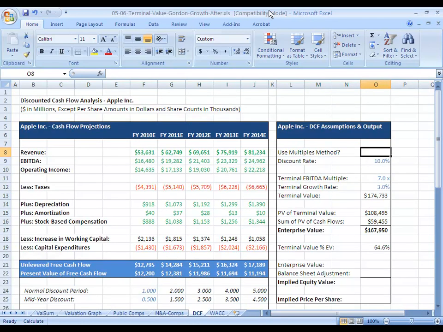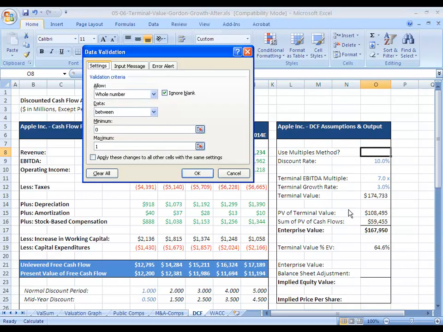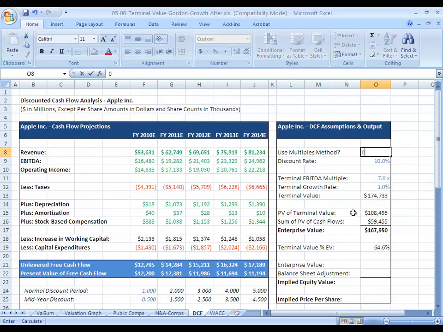The other thing we want to do here is add in a switch up at the top for whether we use the multiples method or the Gordon growth rate method. The reason for that is we want to give whoever's looking at this model the option to use either one when they're going through it. So I've already used something called data validation here, which you can access with Alt-DL, to make sure that it's always 0 or 1. I'm going to enter 0 here. So we're saying that we do not want to use the multiples method. If we entered 1, we'd be saying that we are using the multiples method.